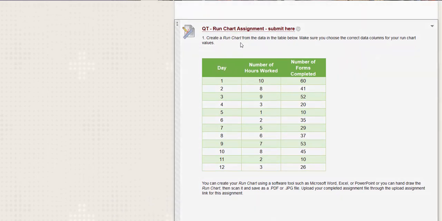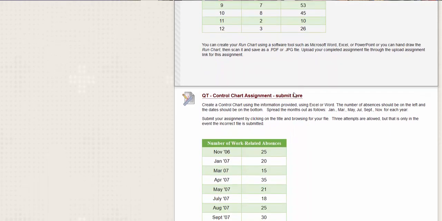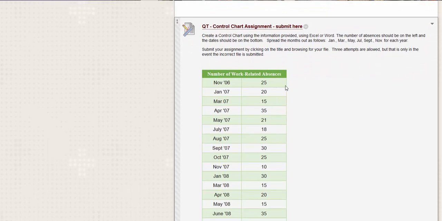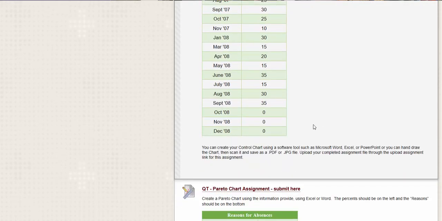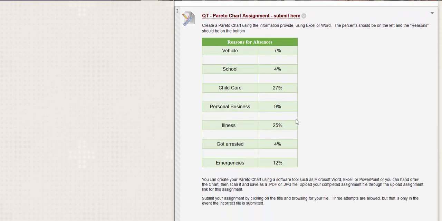Okay, so create a run chart from the data in the table below. So number of hours worked, number of forms completed. Okay. Then a control chart. So you're going to have your number of work-related absences on the left and the months across the bottom. And then your Pareto chart. So the reason for absences. So you'll have your percents on the left and the reasons across the bottom.